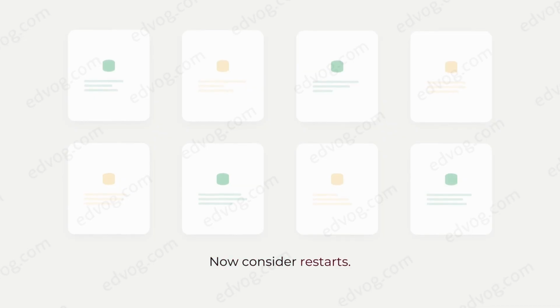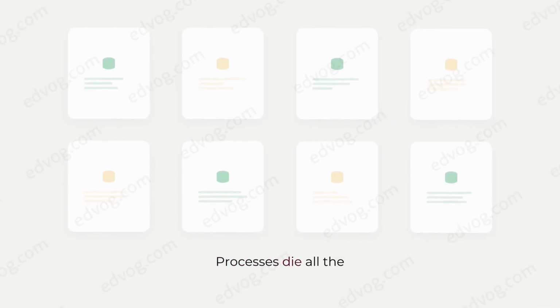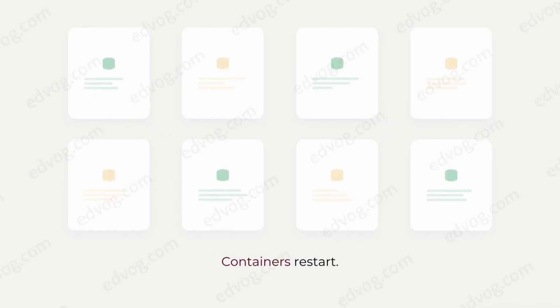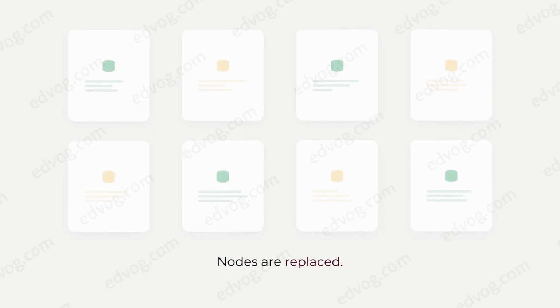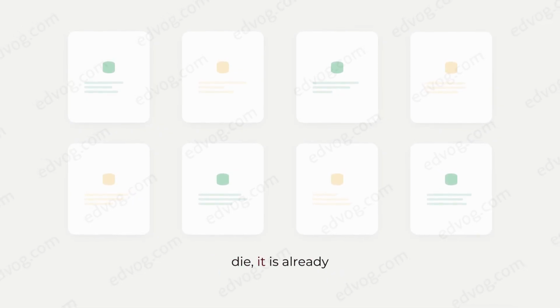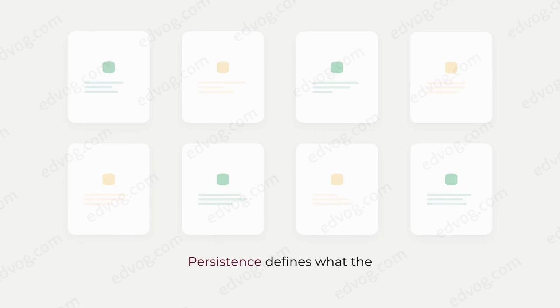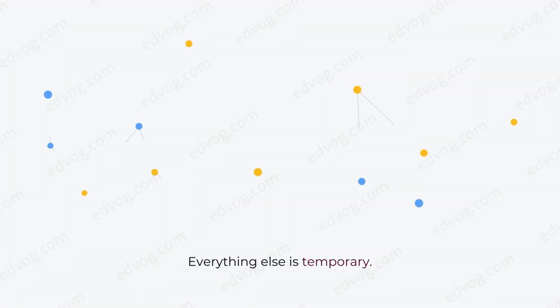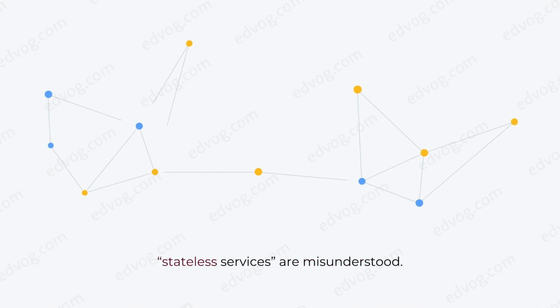Now consider restarts. Processes die all the time. Containers restart. Nodes are replaced. If your system only works when processes never die, it is already broken. Persistence defines what the system remembers. Everything else is temporary. This is also where stateless services are misunderstood.